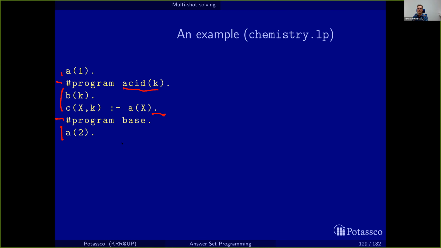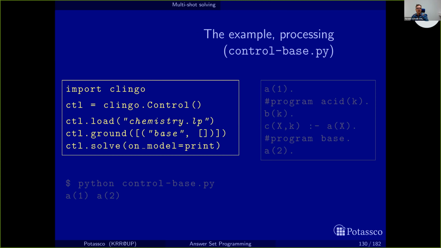Okay, so I call this now chemistry.lp. So if we now do it just by importing things, just to make things easy, we import Clingo, we generate a Clingo object. That's now our ctl, the variable that holds the Clingo object.